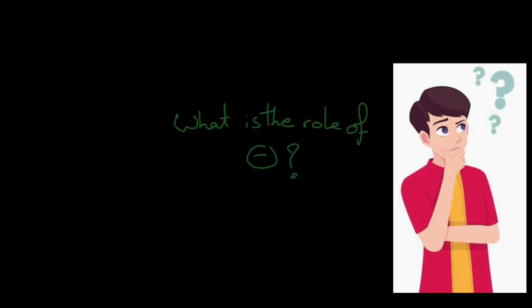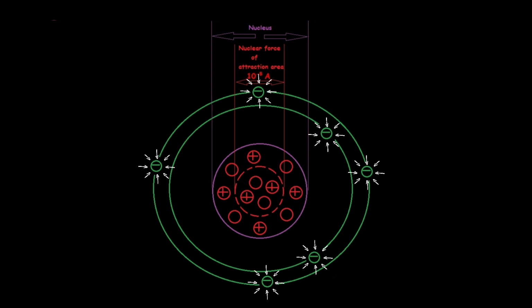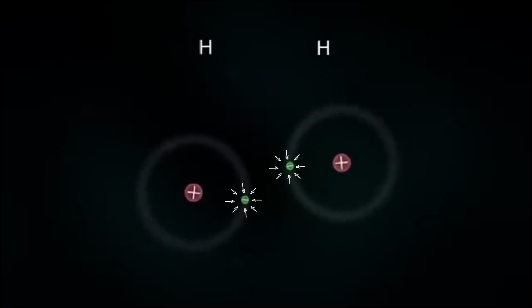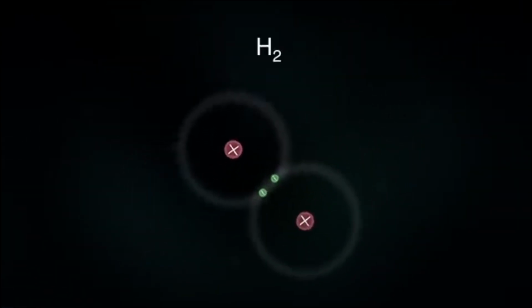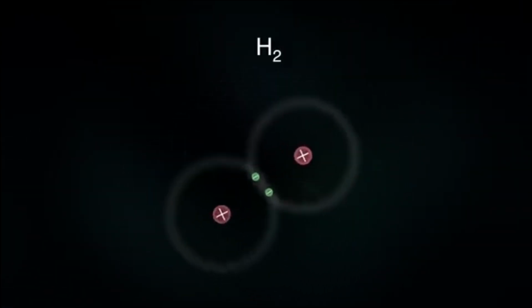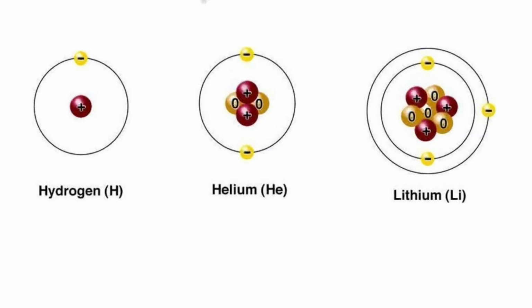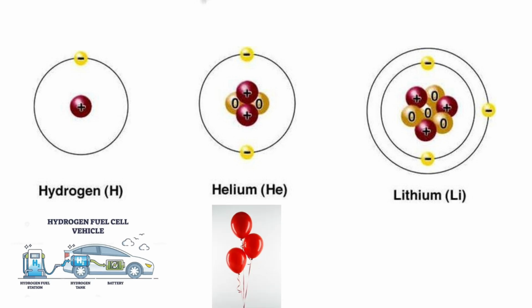What is the role of electrons? Electrons occupy most of the volume of the atom, and they greatly affect the ability of an atom to interact with other atoms. In other words, valence electrons, which are electrons in the outermost shell of an atom, can participate in the formation of a chemical bond. These valence electrons allow the atoms of different elements, which have different numbers of electrons, to show different chemical behavior and different uses. For example, hydrogen is used for powering vehicles, helium is used to float balloons, and lithium is used for manufacturing lithium-ion batteries, which are used in many electronic devices.